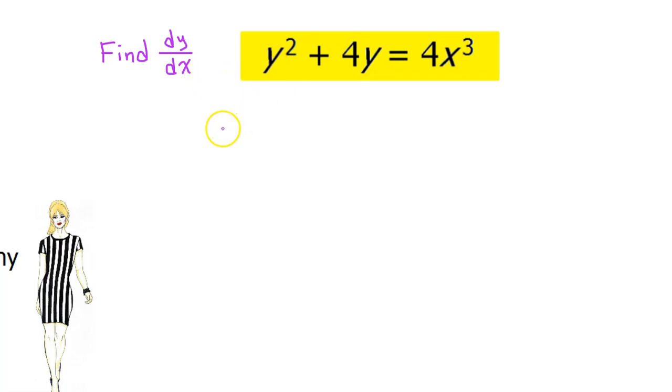The first term will be 2y. That's the derivative of the outer function. But we do have to multiply by the derivative of the inner function, which is just y. And the derivative of y with respect to x is dy dx. And for the next term, the derivative, we bring down the 4. And then the derivative of y is just dy dx.